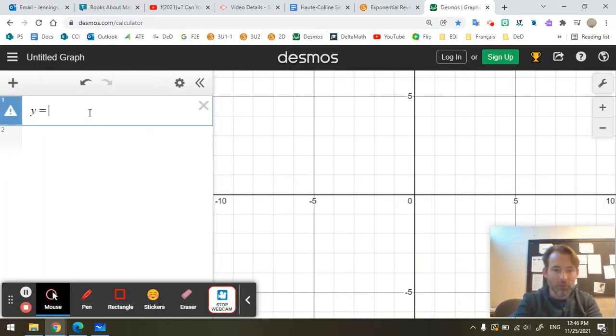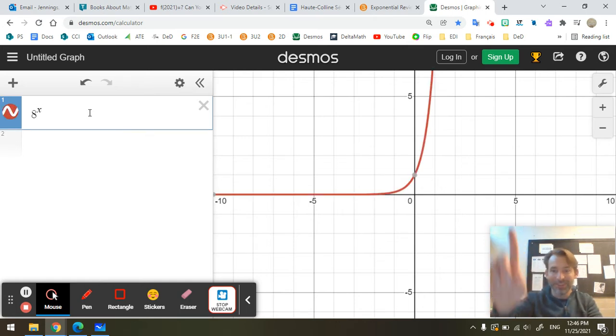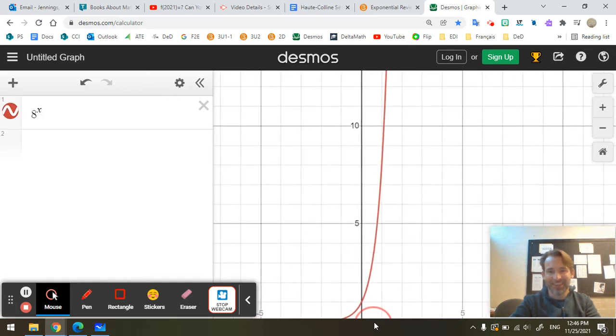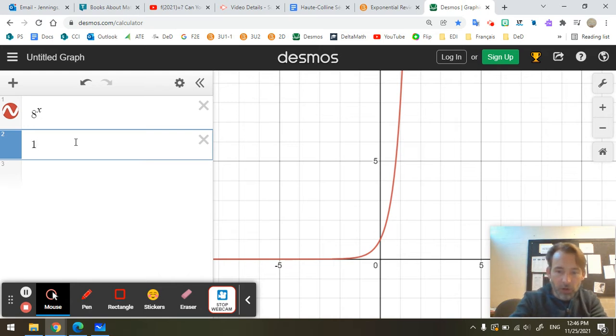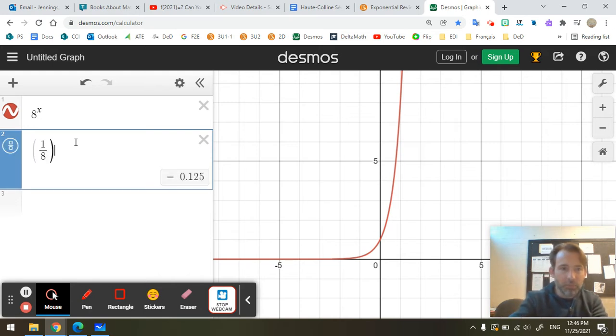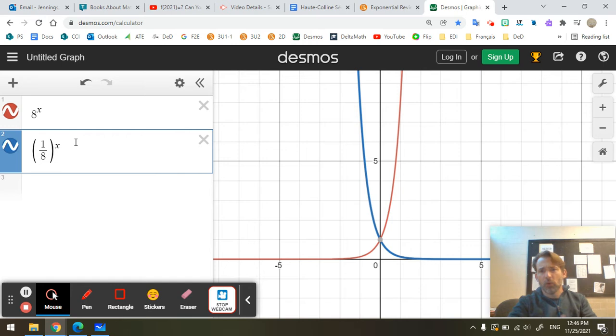Let's graph y equals, f of x equals, 8 to the x. It goes so fast. Watch this. Whoa, that's almost a vertical line. And then let's do 1 over 8, put it in brackets, to the power x. Oh, wait, right. That's a reflection in the y-axis. But I also know that I can reflect things in the y-axis by using a negative. There, negative x. Look at that. Same thing. It is the same because it's the same.